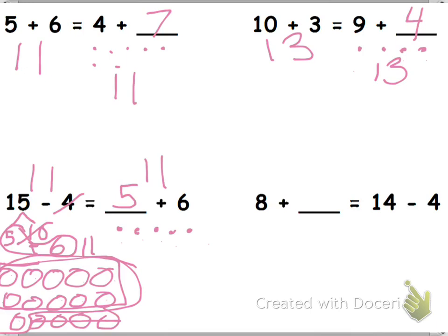So the last one, 8 plus blank equals 14 minus 4. So now the same thing, we could do our number bond or a picture to figure out 14 minus 4. Or you can just count down. Put 14 in your brain, we're going to count down 4 times. So 14, 13, 12, 11, 10. We know that is 10.